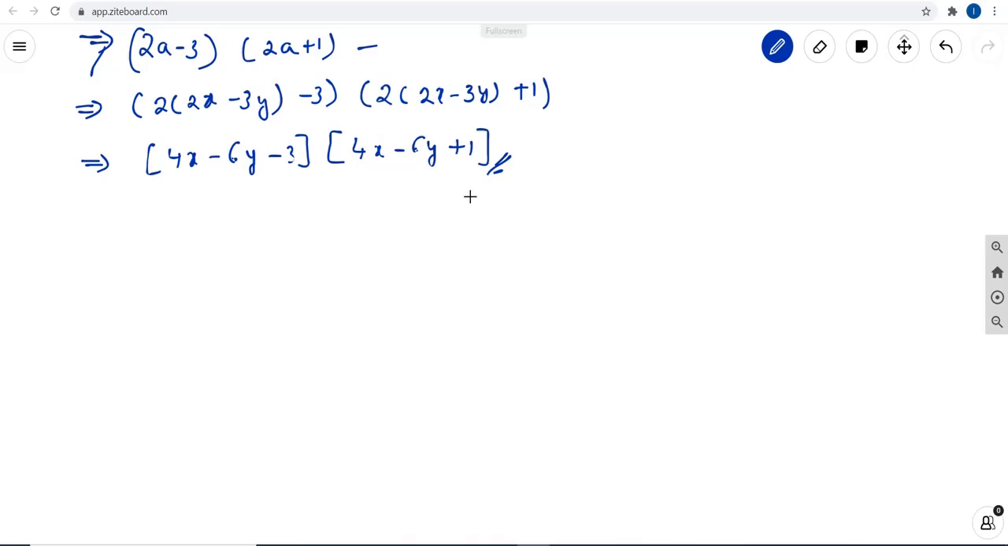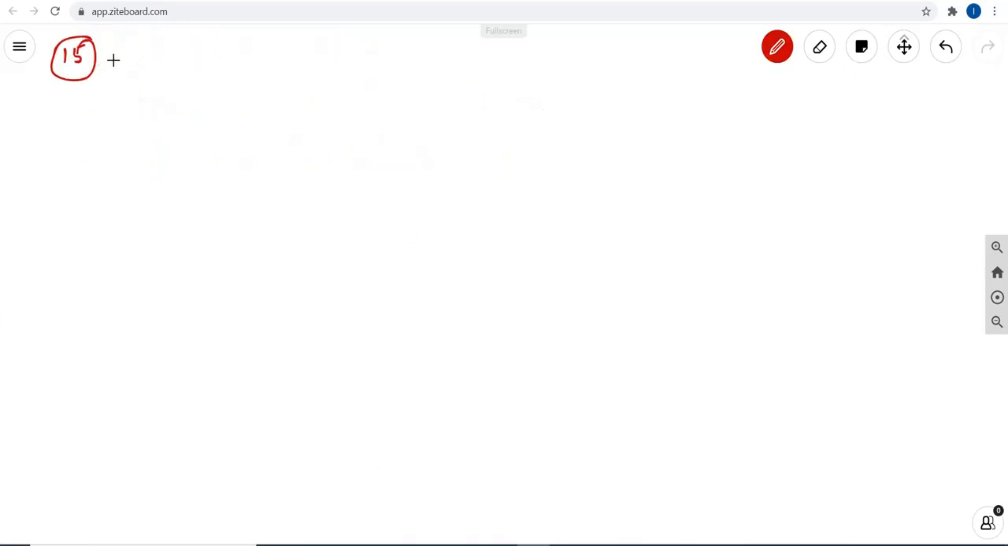I hope you have understood this problem. We'll go for the next problem. Problem number 15 is given as 3 minus 5x plus 5y minus 12 times x minus y whole square. So this is the problem given.